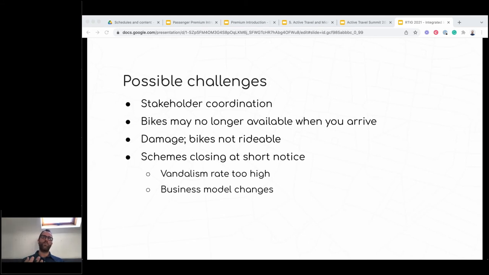On a practical note, bikes may no longer be available when you arrive. When you catch a bus to a bus stop which has a bay next to it, the plan you made when you left on your journey may have to change mid journey as that asset is no longer available. Also, damage, bikes not being rideable. We were very mindful of earlier bike share schemes, particularly in Manchester and Sheffield and different places around the country, where there has been a lot of damage to bikes, which is something we had to consider in terms of the impact on the journey being chosen. And as a result of all of that, does that integration potentially have to be removed at short notice because a scheme pulls out of a particular geography?